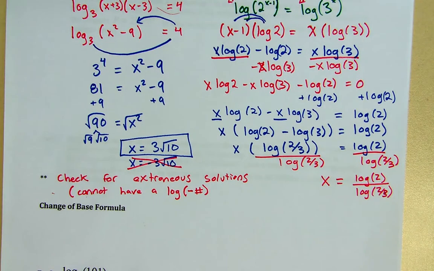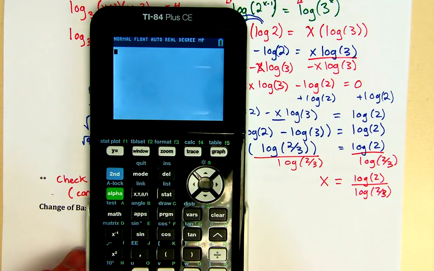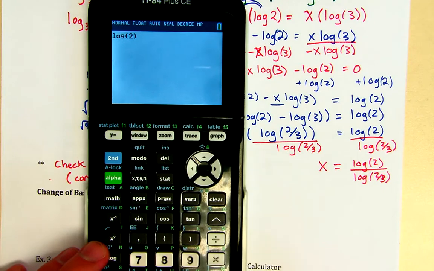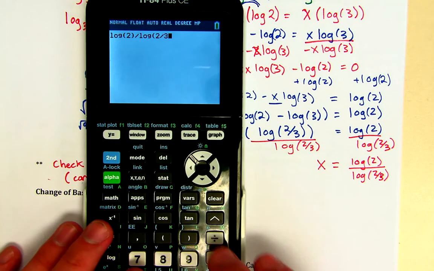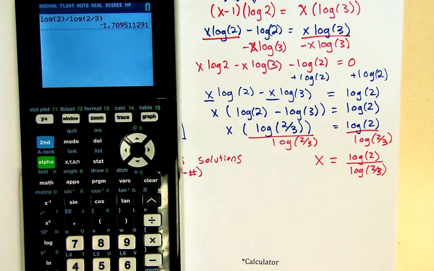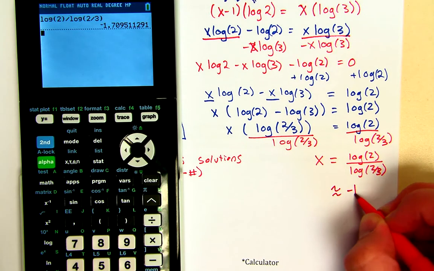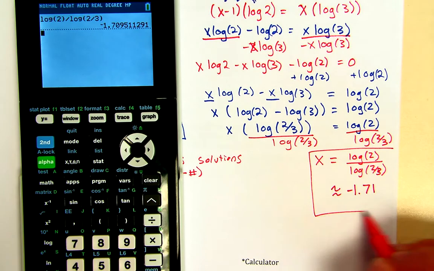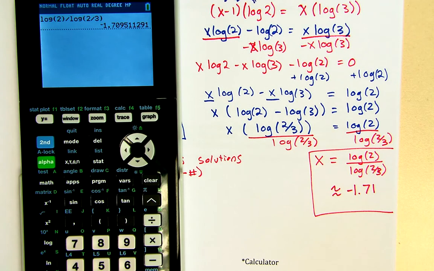But if it were on a no-calc, if it were on a calculator, you would have to go ahead and say, hey, how do I condense that? Well, hit your logarithm button of 2 divided by log of 2/3. Enter in, you get negative 1.71. So approximately negative 1.71. And in your book, it actually asks you to give it as an exact answer and a decimal approximation.